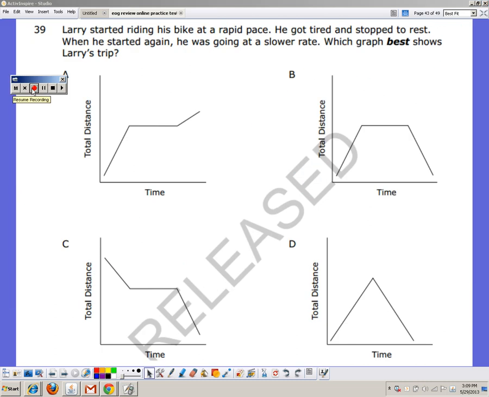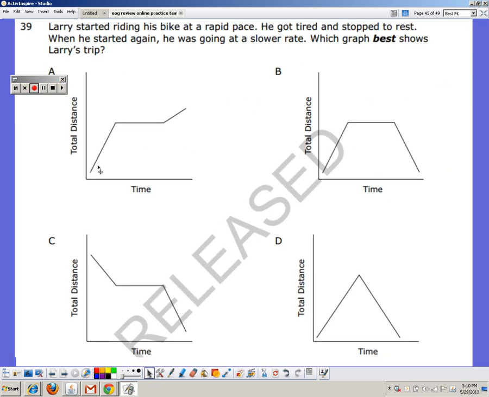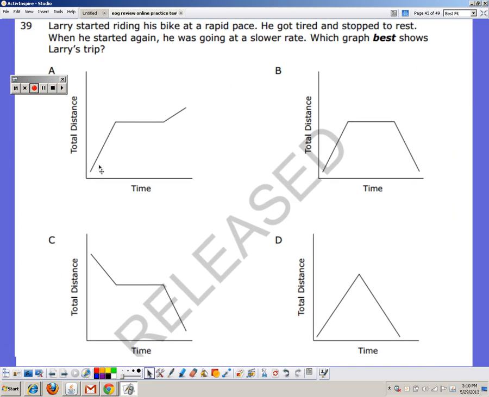We have another one of those, which picture matches the description given, okay? So, Larry started riding his bike at a rapid pace, okay? We could already eliminate C because C has his time going up and his total distance going down.